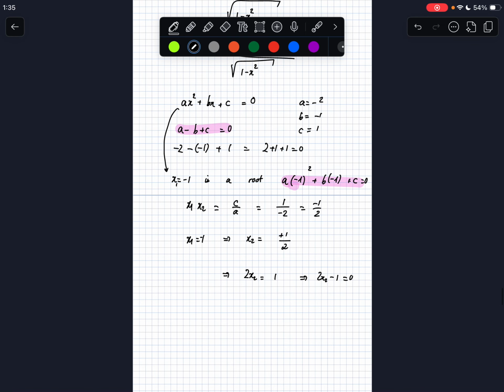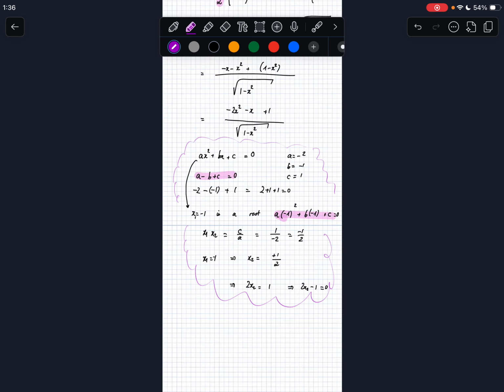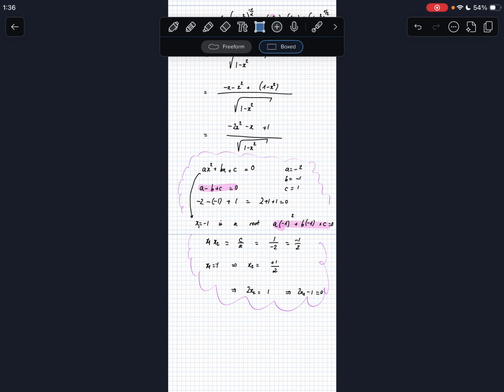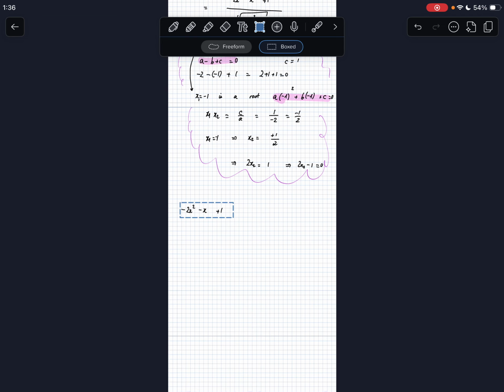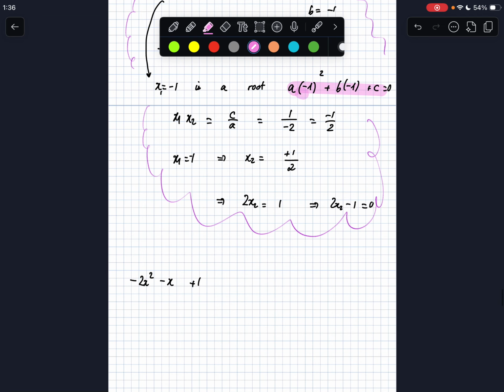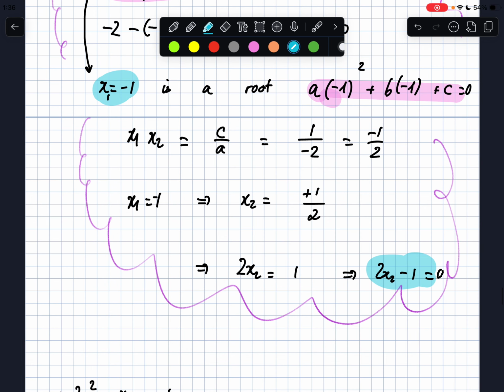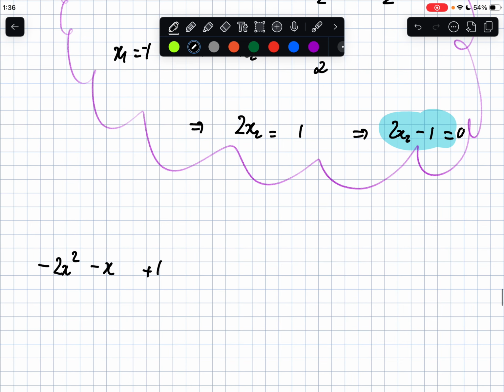Here I have the other factor. You don't need all of this; you can solve this by delta, the formula you know. But with that, this one will give me the first factor and this the second: x plus 1, but we have the negative sign, so minus x plus 1 times 2x minus 1.